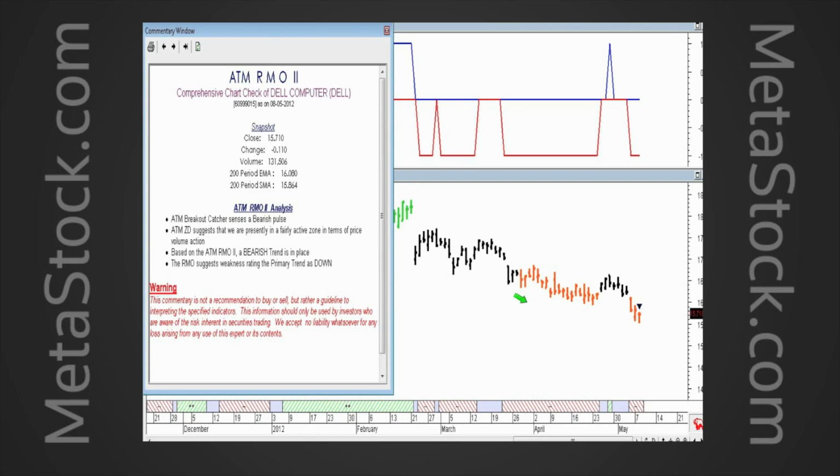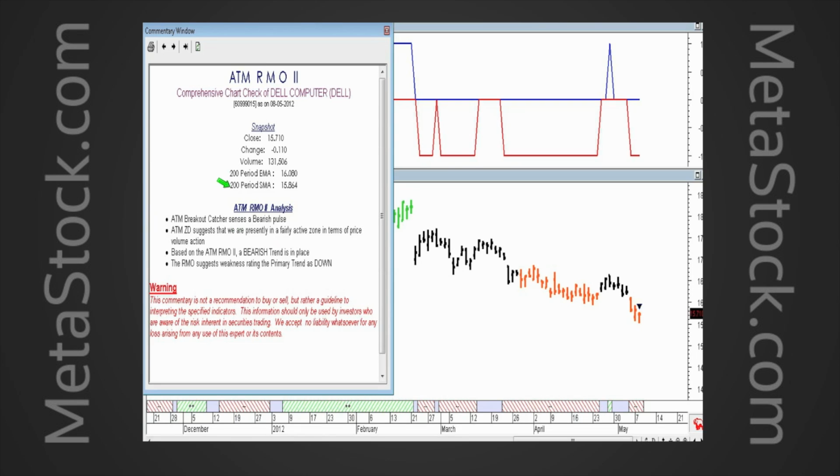So in this case, it's automatically studied Dell for me, and it tells me the breakout catcher senses a bearish impulse. Read the commentary. The zone detector suggests we're in a fairly active zone. The RMO 2 is bearish. The primary trend down is based on the RMO. It gives you the value of the 200-day moving averages, if that's a benchmark many of you use. So it's really doing that whole chart checkup for you.